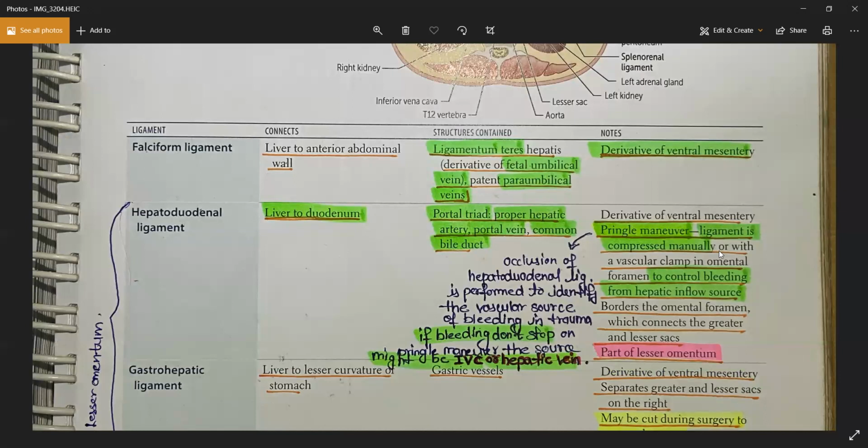If the bleeding stops, that means you can be sure the cause of bleeding is the portal triad. In case you have clamped this ligament but the bleeding is still happening, even after clamping these vessels, that means the cause of bleeding is not the hepatic artery or the portal vein, but some other vessel. It could be the inferior vena cava or any other branch of the aorta, but not the portal triad. That's why you need to do the Pringle maneuver, to check for the cause of bleeding. Very important.